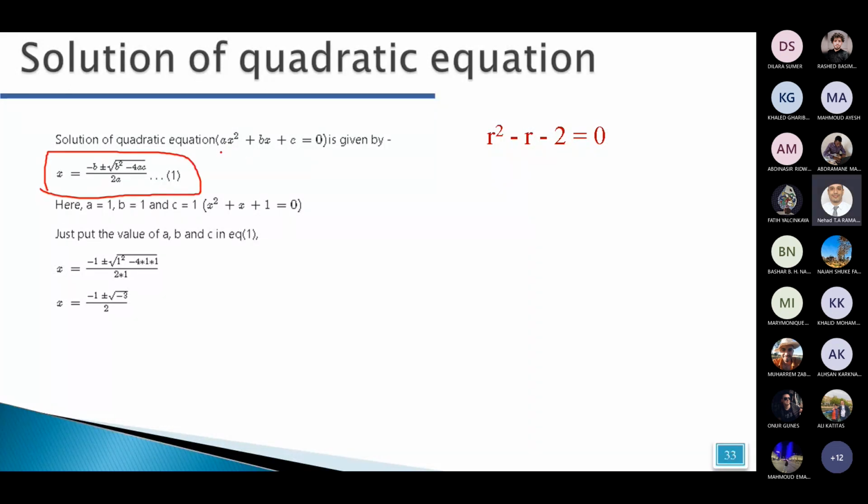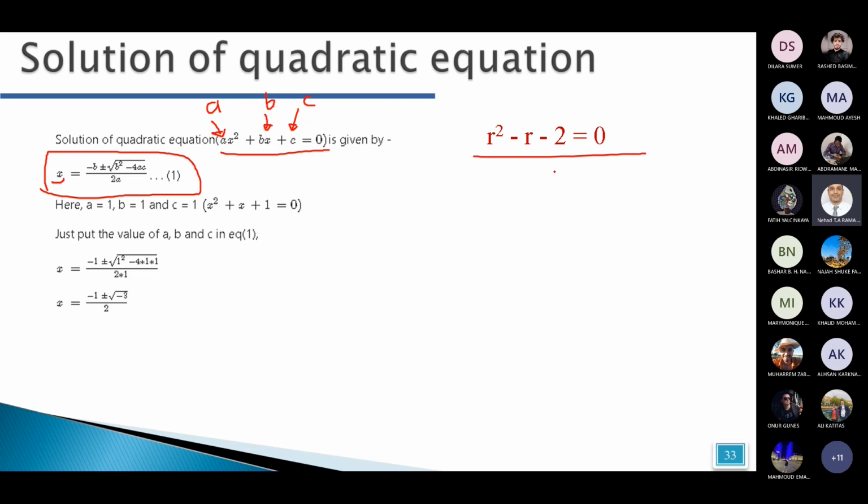If you have an equation like this, a quadratic equation, the constant of the square term we call a. The constant of the middle term we call b. And this constant alone is c. So we will apply this one. The solution is x equals minus b plus minus root of b squared minus 4ac, divided by 2a. Let's apply it for our equation.